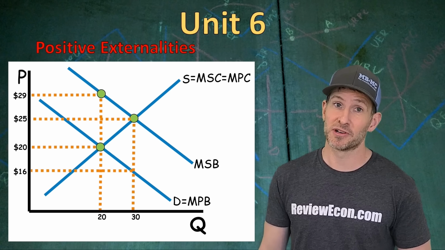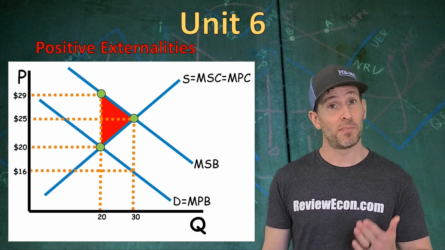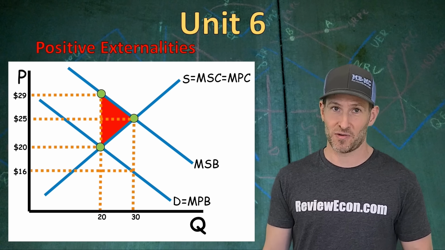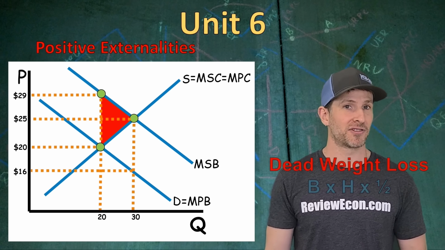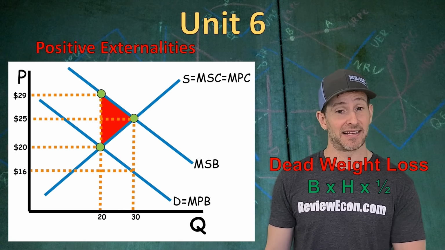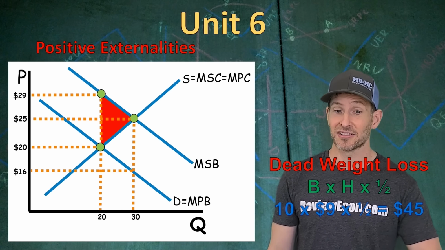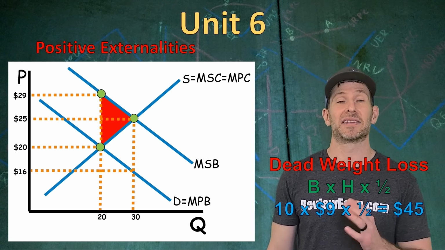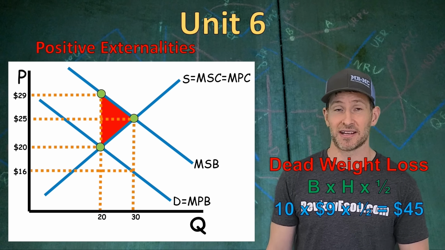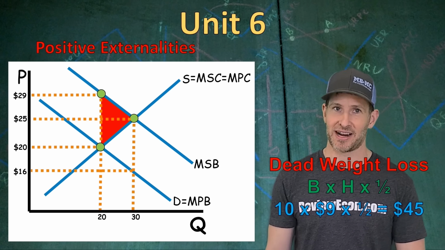And since we are underproducing, we're going to have some deadweight loss, pointing to the allocatively efficient quantity. Calculate the area of that triangle of deadweight loss. It's base times height times a half, and that gives you $10 times $9 times a half, and that's $45 worth of deadweight loss as a result of this positive externality.